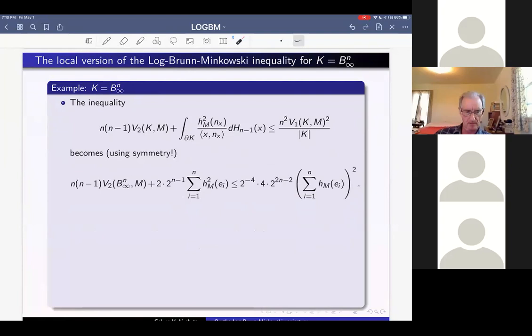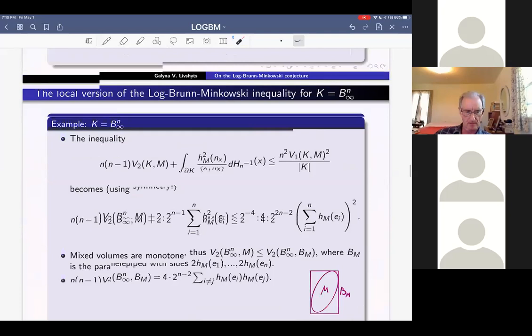So when K is the cube, the infinity ball, then this local version becomes very simple. We have the first mixed volume, the second mixed volume here, and the support function of the cube is always 1. We're integrating on the boundary, so we're just summing up 2n quantities, and because of symmetry, instead of summing up 2n quantities, we can just sum up n of them. This is very important. Sum up h_M of the basis vector squared, and it turns out that we can find the required estimate in a very simple way.